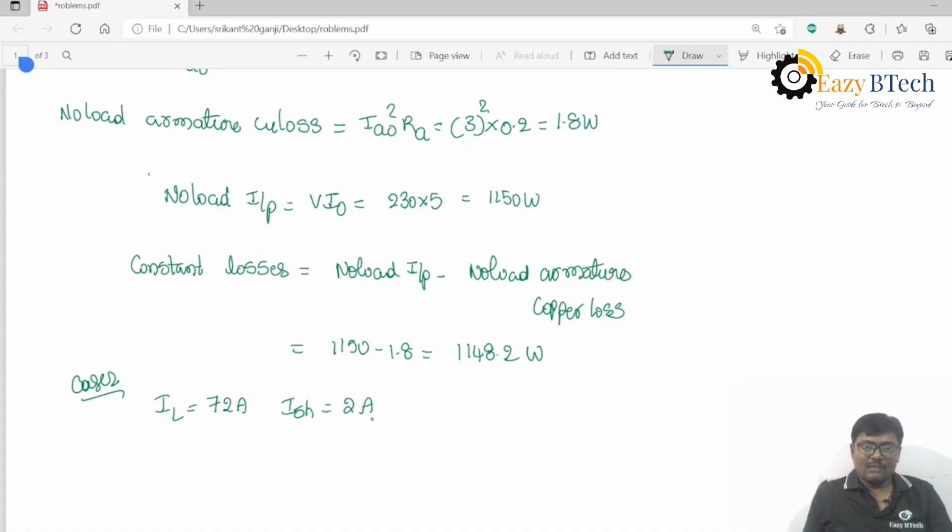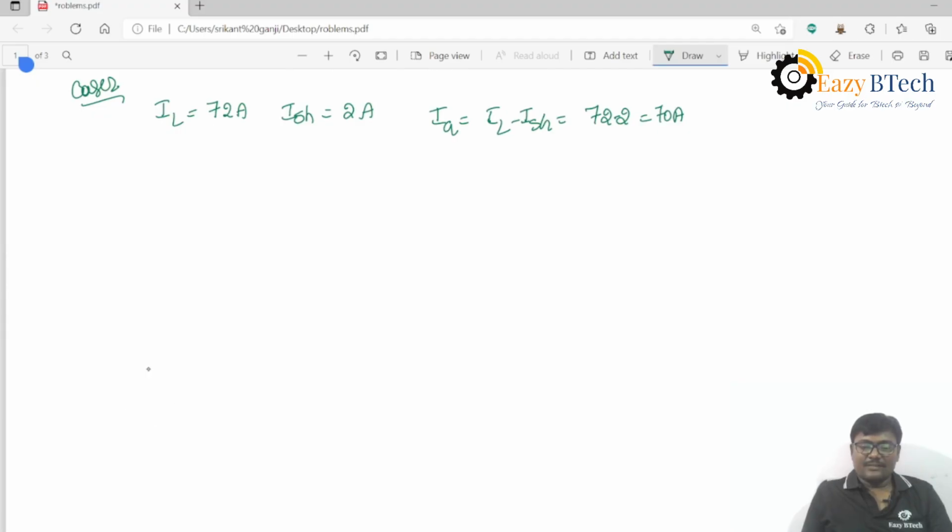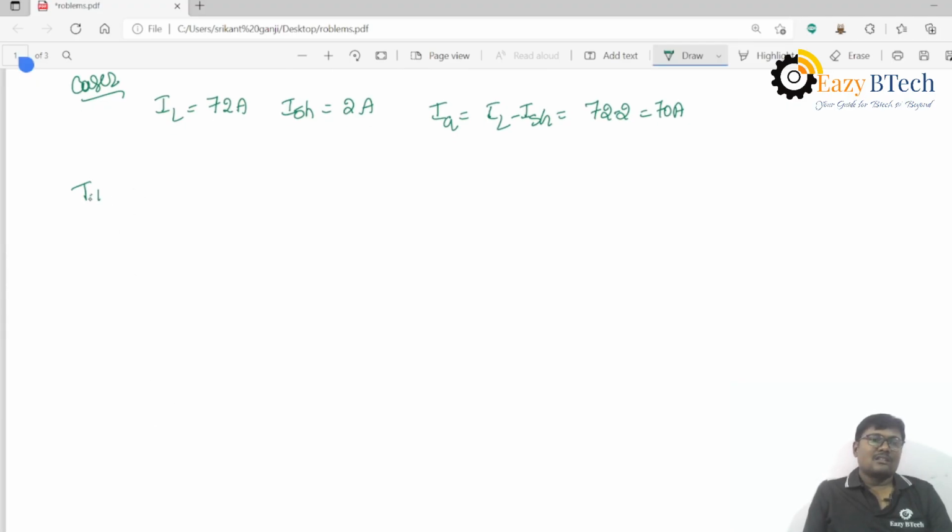Case 2, if the line current is 72 amperes, the shunt current is the same, that should be equal to 2 amperes. Then IA is equal to IL minus ISH. 72 minus 2, that should be equal to 70 amperes.